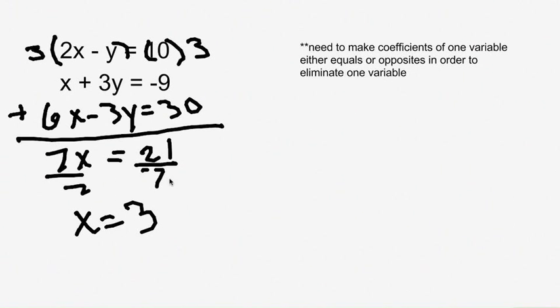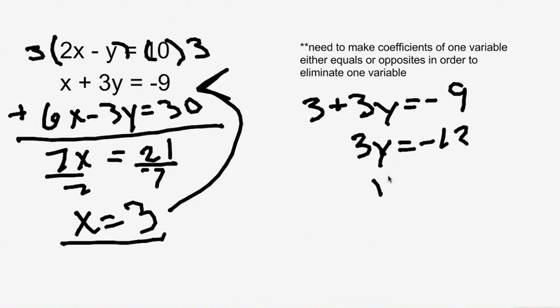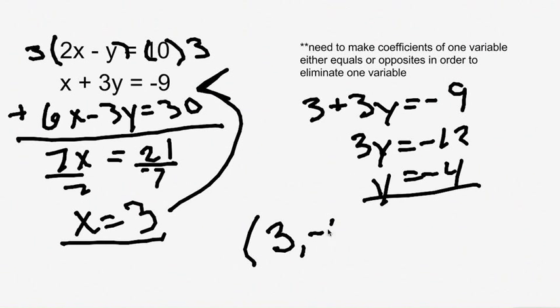And that's one answer. Then you take the x equals 3 and plug it into one of the equations. Let's plug it into the second one: x plus 3y equals negative 9. So 3 plus 3y equals negative 9. Then you solve for y. 3y equals negative 12, so y equals negative 4. And that's your y answer. So the answer to the system of equations is 3, negative 4. And that is how you solve linear systems.